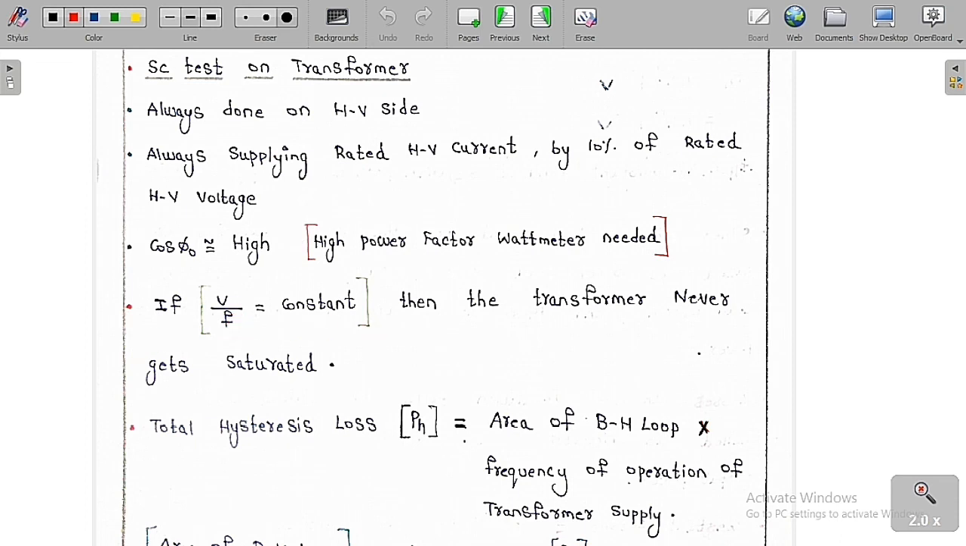If V by F is equal to constant, then the transformer never gets saturated. I already told you, whenever V by F is equal to constant, the magnetic flux density is also constant, so flux is also constant, and then the transformer will never get saturated. This is a very important principle that you always have to understand. So whenever the V by F ratio is equal to constant, the transformer will never get saturated.